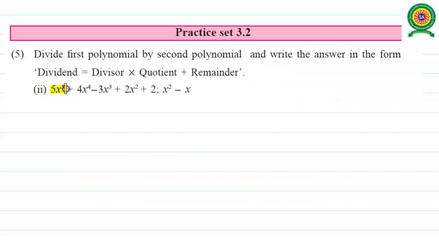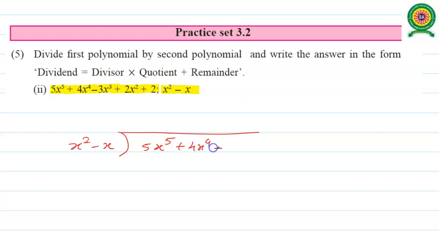Look at the second sub question. In it we have dividend 5 times x raised to 5 plus 4 times x raised to 4 minus 3x cube plus 2x square plus 2 and divisor of the form x square minus x. So now we are writing the actual division. We have the divisor x square minus x and the dividend 5 times x raised to 5 plus 4 times x raised to 4 minus 3x cube plus 2x square plus 2.